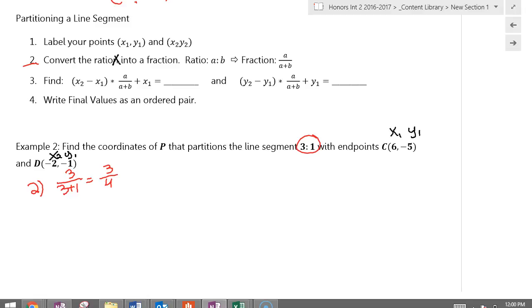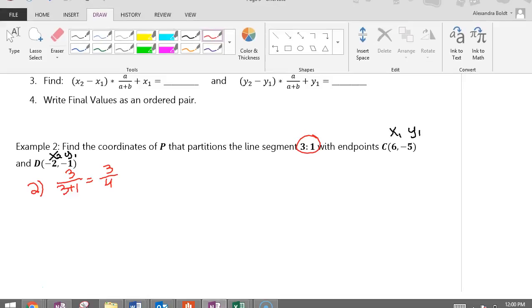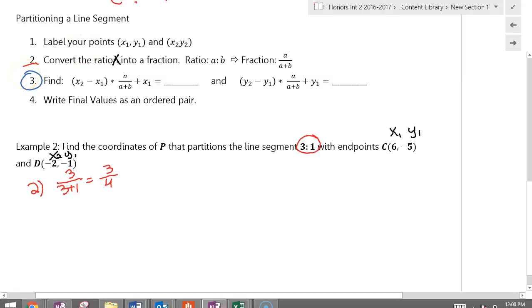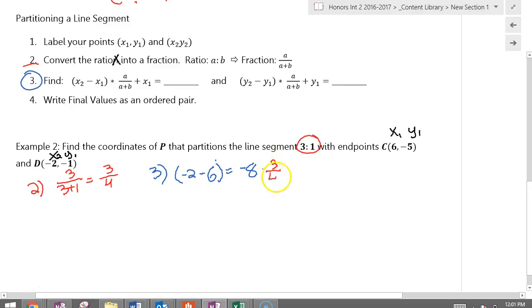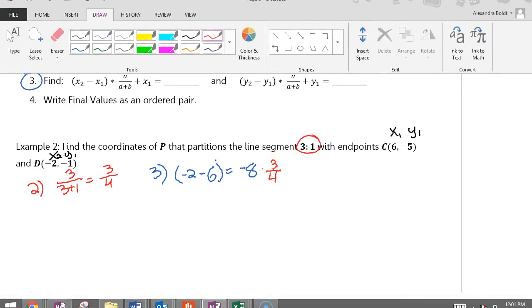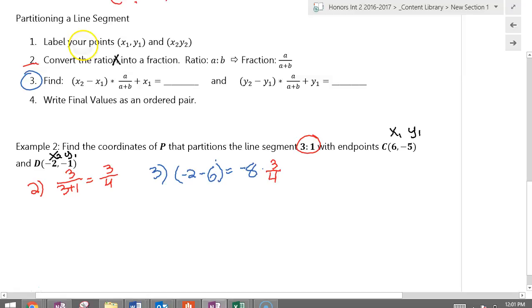Then my third step. I'll start with my x's. Next, I'm going to subtract x2, -2, minus x1, which is 6. -2 minus 6 is -8. I'm going to multiply that by 3/4. So that's my fraction. And I get -6.